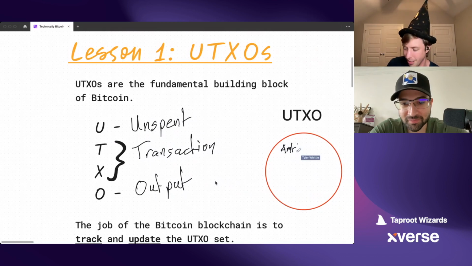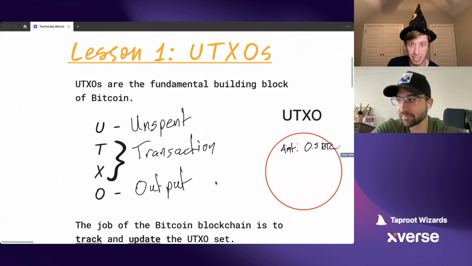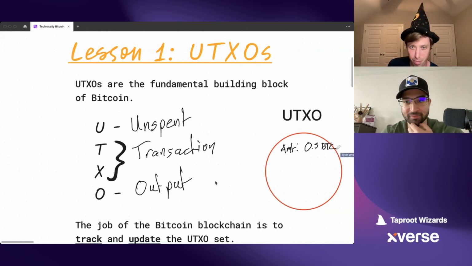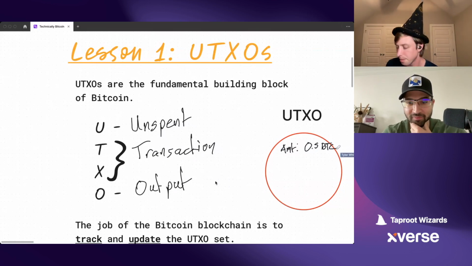We're going to make it easy here. We're just going to change that to Bitcoin. So maybe the amount in this example UTXO is 0.5 BTC.